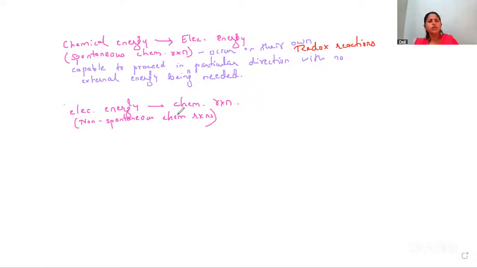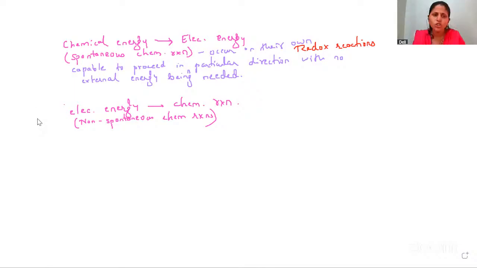Now the question arises: okay, chemical energy is used to produce electricity, fine. Using electrical energy you are going to bring about a reaction which is not going to happen on its own. But why do we need to do that? Why do we need to study electrochemistry? When the question arises, we have an answer. So what is that answer?